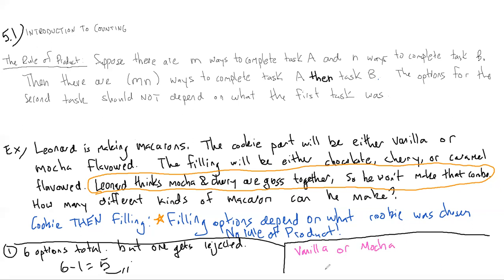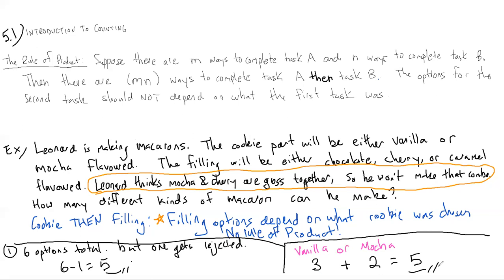And so for the vanilla, there's 3 options. And for the mocha, because we can't have the cherry with mocha, there's only 2 options left. So we get 3 plus 2 equals 5. So we get to the same answer either way. It's just kind of a matter of how you think about things.